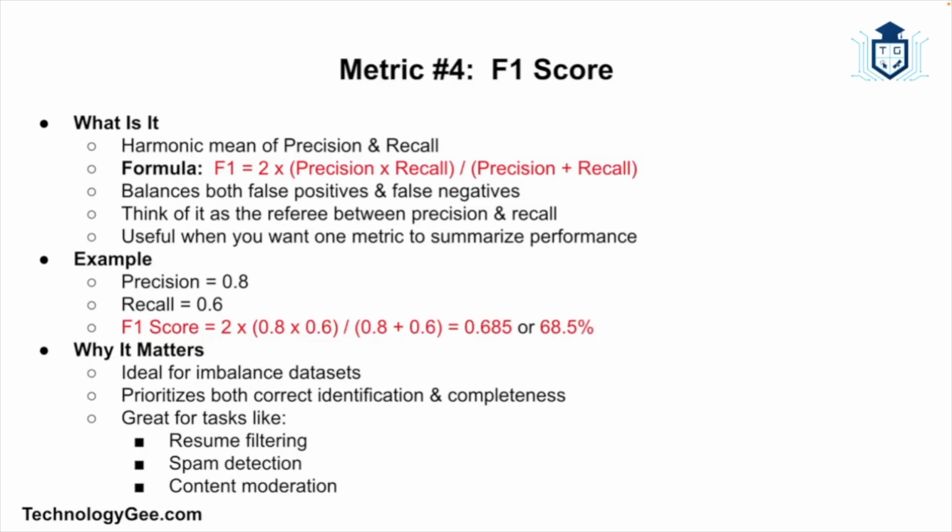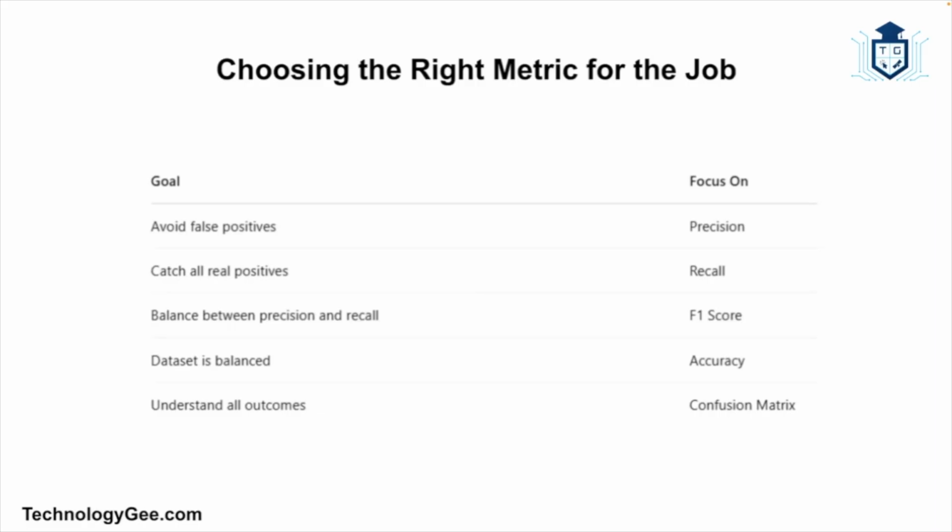So exactly why does this matter? Well, the F1 score is a great all-around metric when your data is imbalanced and you care about precision and recall, and you need a single number to compare models. If you're building something like a resume filter or a content moderation system, the F1 score helps you tune that balance. And right here on your screen is a quick cheat sheet explaining each metric and the different purposes they serve. So if you find yourself in the business of building AI models, you want to pick the best one depending upon the type of problem that you're trying to solve.